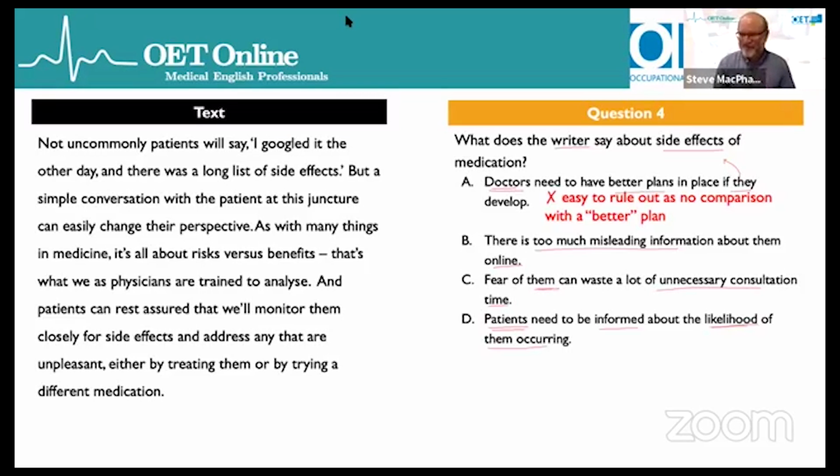So we've got 7% chose A, but we can see it's just come up on my screen, but it's not A. And I think we can say that A is relatively easy to rule out, because A says doctors need to have better plans in place, but it's not talking about having a better plan. And we'll see that as we go through the text further, but it's not saying that they need to be better than a previous plan, for example.